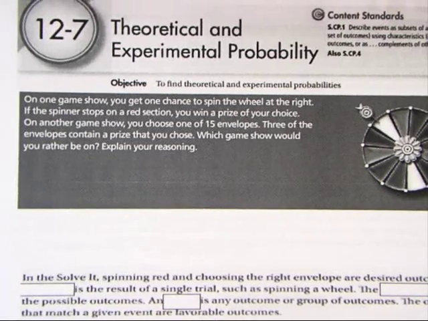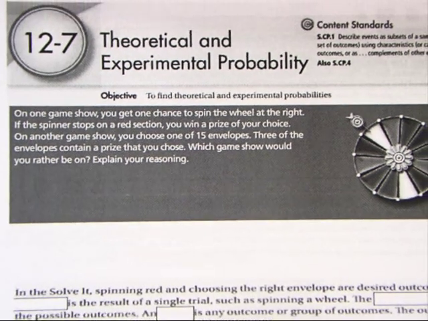Okay, as we move on to 12.7, we're going to talk about theoretical and experimental probability. And we are going to do the opener here. On one game show, you get one chance to spin the wheel at the right. If the spinner stops on a red section, you win a prize of your choice.